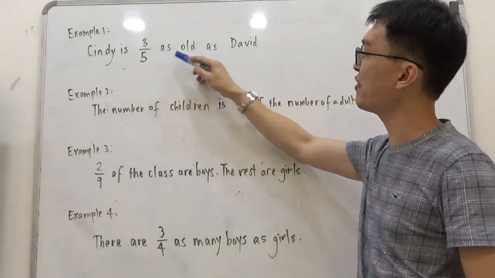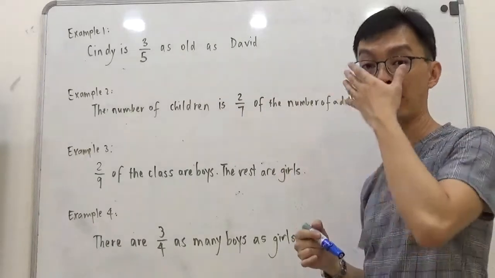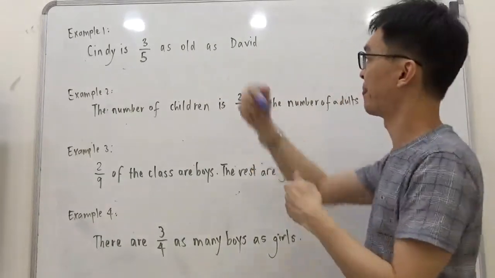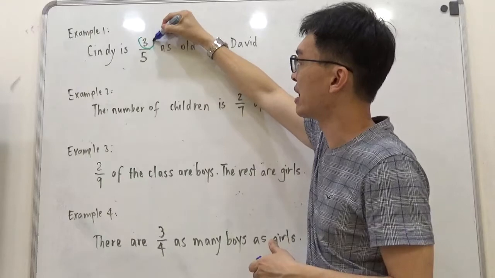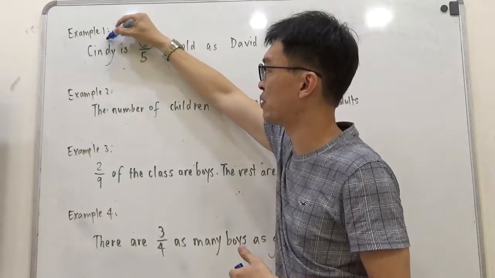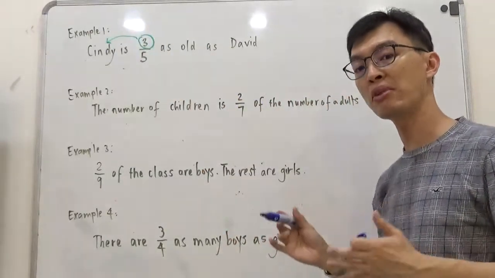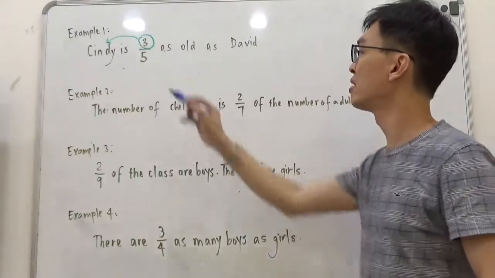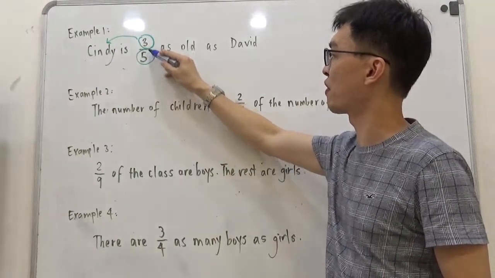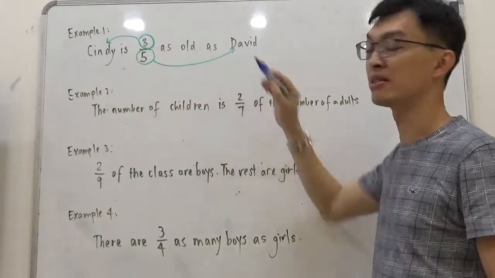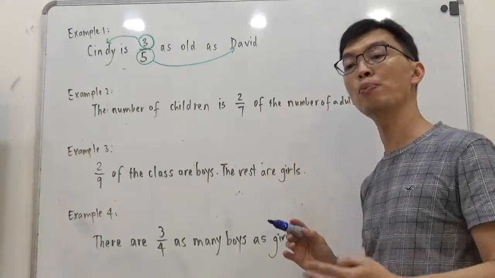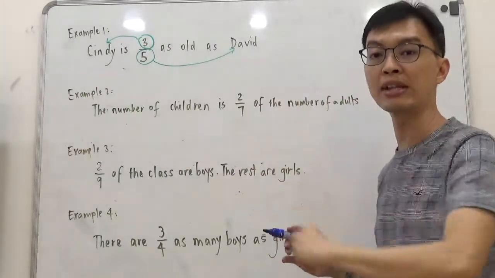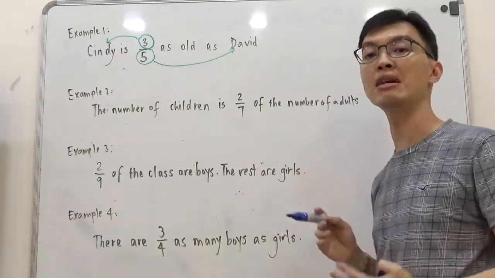Cindy is 3/5 as old as David. Now, what does this mean, okay? This means the numerator 3 is referring to Cindy. Always remember, numerator is referring to the one in front, and 5 is referring to the one at the back. Okay, so it is a good practice for you to circle and point the arrow. Always make this a habit.